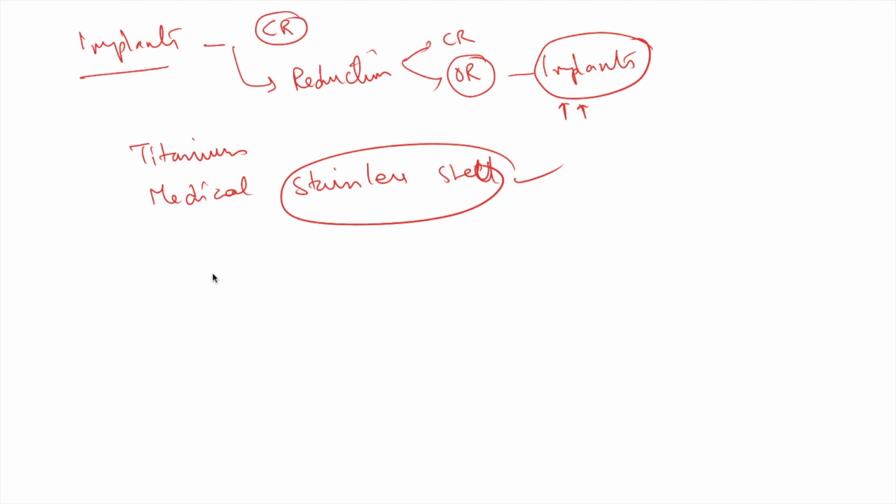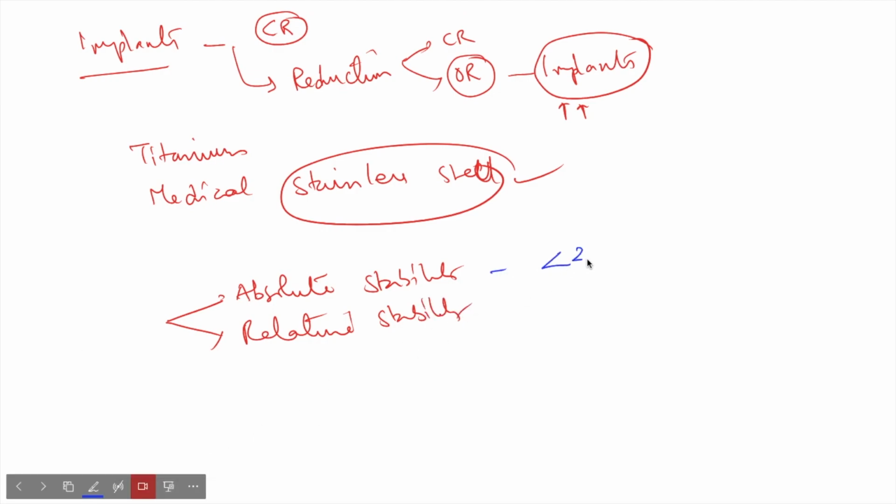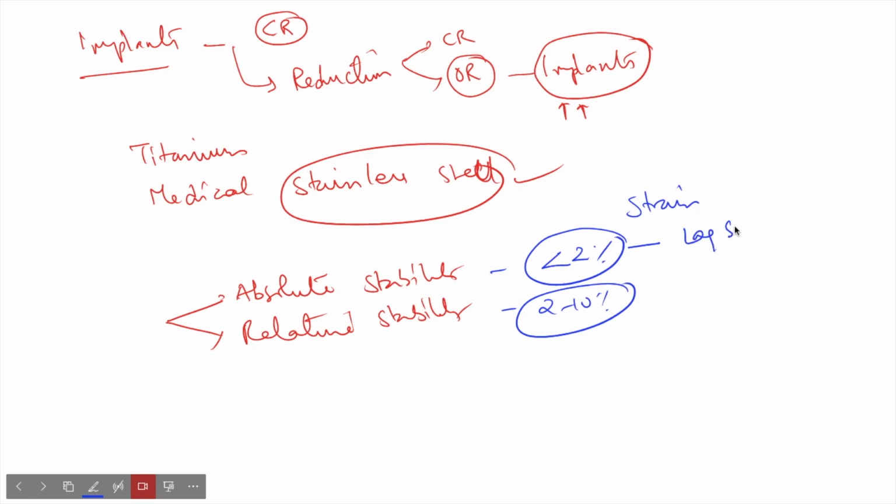Now when you fix fractures with an implant, there are two types of stability that we can achieve. One is absolute stability. This will be discussed in greater detail in another video, but it is an important concept to understand for implants and screws. The second is relative stability. In absolute stability, the strain the fracture undergoes is less than 2%. If the strain is between 2 to 10%, it is called relative stability. Absolute stability conditions are, for example, lag screw fixation and DCP fixation of forearm fractures. Relative stability examples are external fixation and bridge plating.